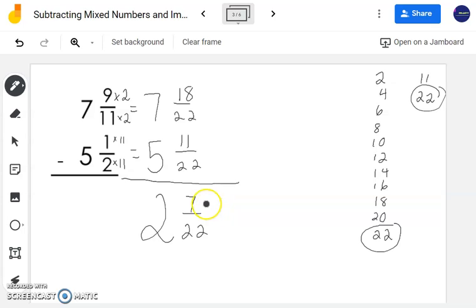So now my final answer is 2 and 7/22. Now notice, just like the previous problem, I found my least common denominator, then found my equivalent fractions, then subtracted my numerators, then subtracted my whole numbers. Yes, that's a lot of steps, which is why writing this out is very, very helpful.